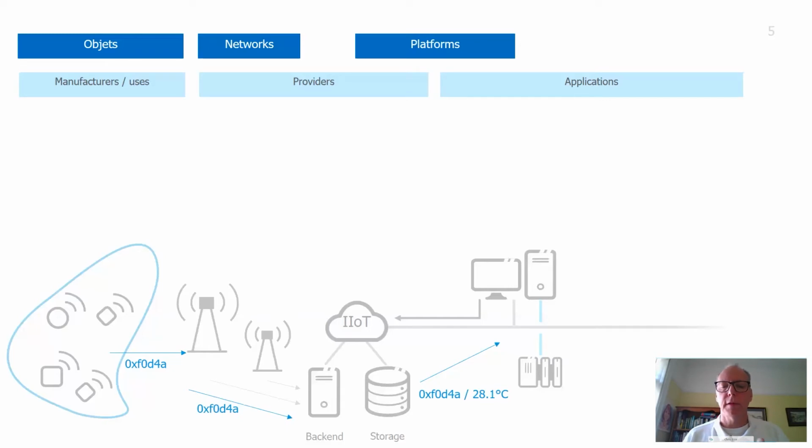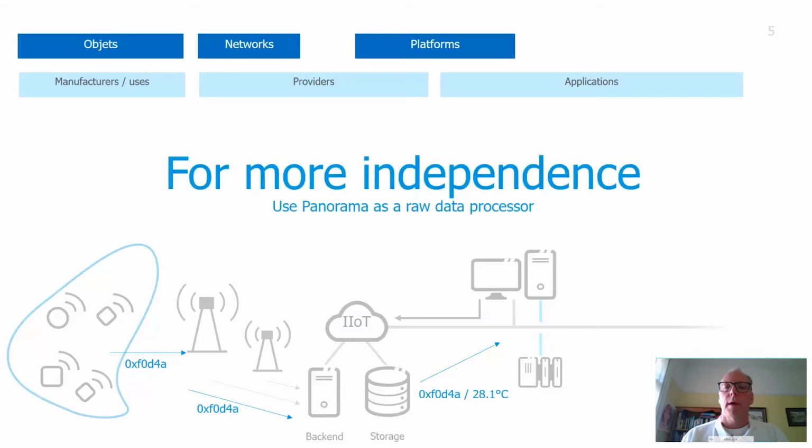So we can receive raw data from the back end, which is the ideal, because there's a lot of information there that we can handle with Panorama, or you could receive the individual data items. It's a choice that you will have when you choose a provider as to what you want to do. To keep the independence, use Panorama as the raw data processor, because we have the data processing routines in Panorama and you can make use of that.